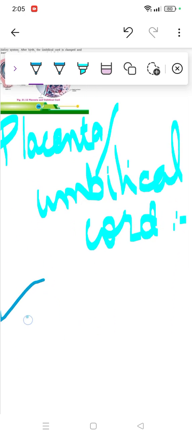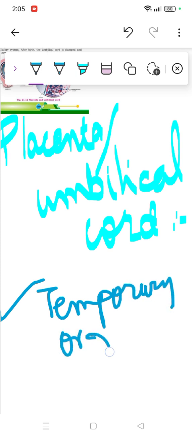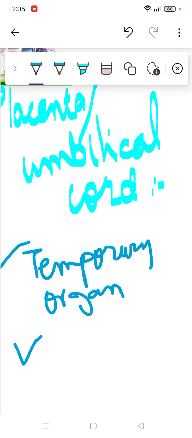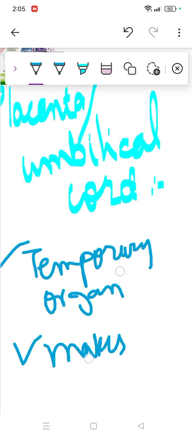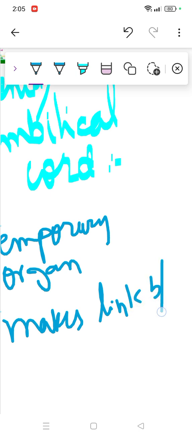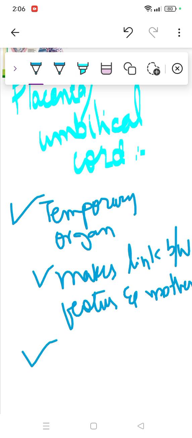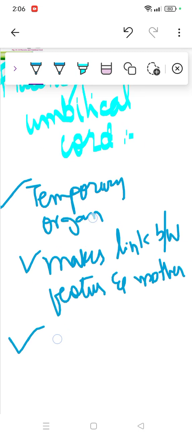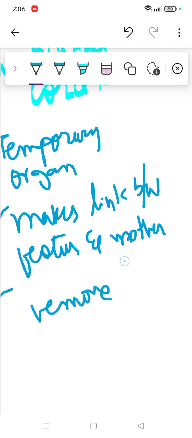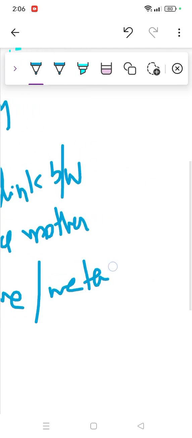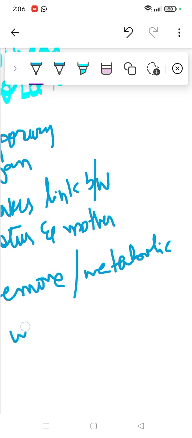So placenta is simply a kind of temporary organ. We just consider it a temporary organ because it does not stay as long as other organs. Secondly, it makes a link between what? Between fetus and mother. And it removes metabolic waste from the fetus as well.